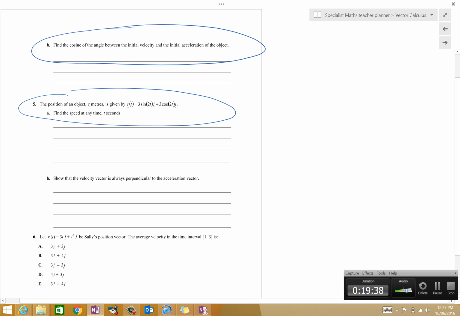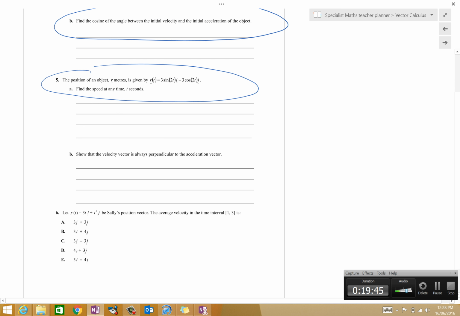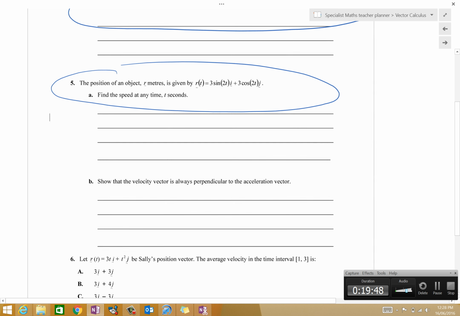The position of an object, r meters, is given by this. Find the speed at time t seconds. So how would we do this one? So question 5. Well, first of all, we have a position vector, so we need to work out what that velocity vector is. So I'll just call it r dot of t, which, deriving that, is going to be 6 cos 2t i minus 6 sine 2t j.